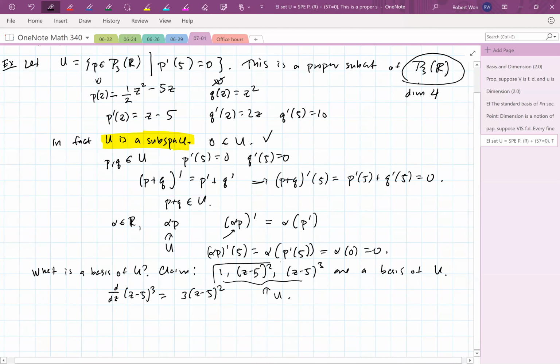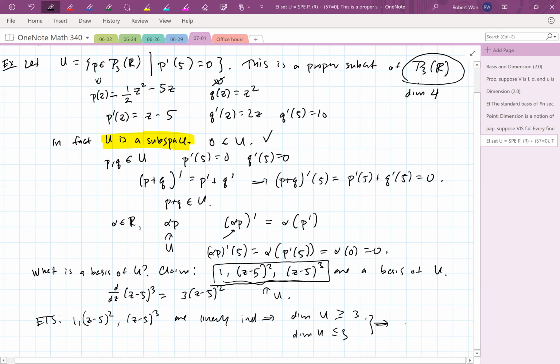So if you can just prove that these 3 polynomials are linearly independent, well, that's 3 linearly independent vectors in a subspace that can have dimension at most 3, which means that you have dimension at least 3, which means the dimension is 3, and so it's a basis. Okay, so it's enough to show that these 3 polynomials are linearly independent. Because this would mean that the dimension of U is at least 3, but also we know that the dimension of U is at most 3, which together would mean that the dimension of U is 3, and then 3 linearly independent vectors form a basis.